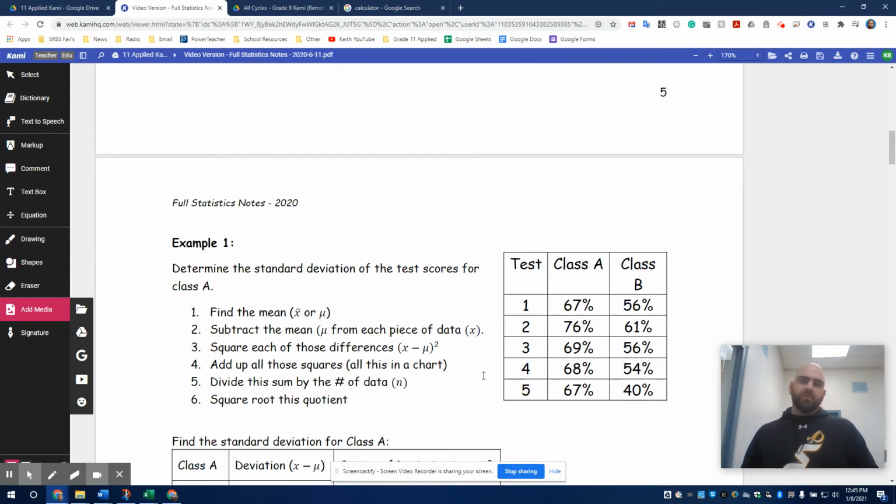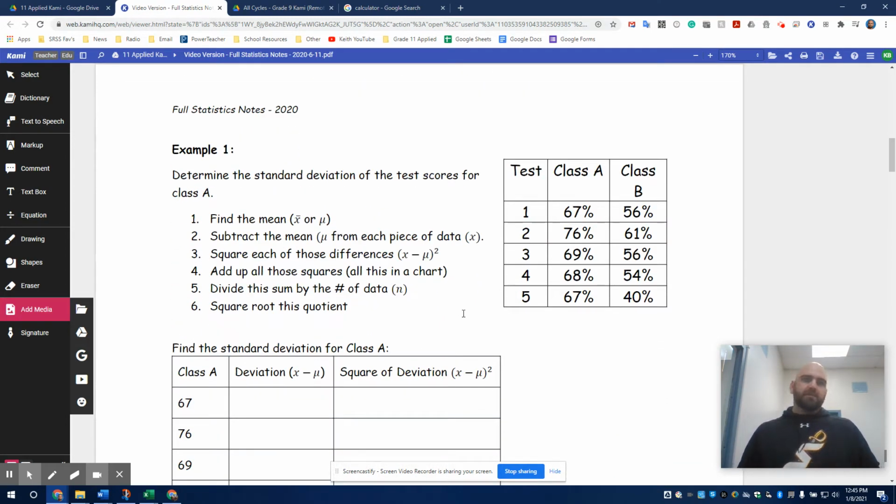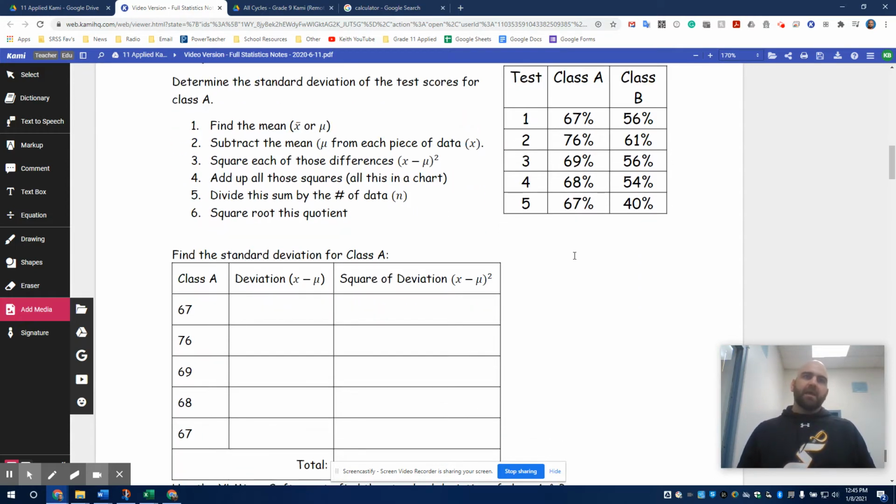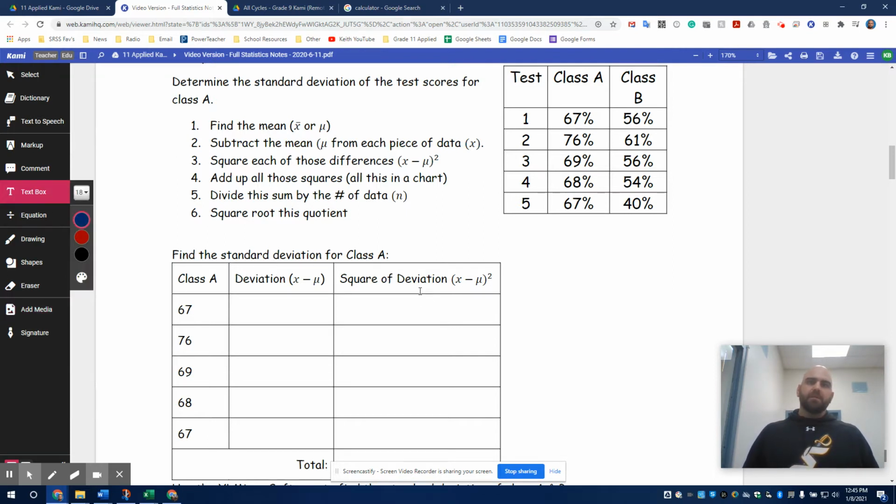So we're going to use this equation and we're going to solve for the standard deviation for class A. Class B might be one of the assignments. I'm trying to remember now if it's one of the questions on the assignment, but we're going to solve for class A and we're going to do it here on this video. The first thing that we need to do is find the mean.